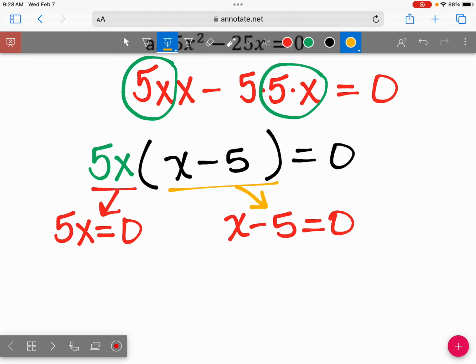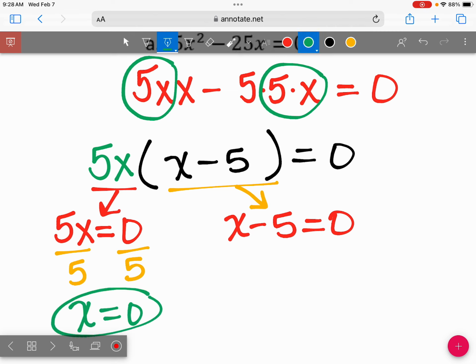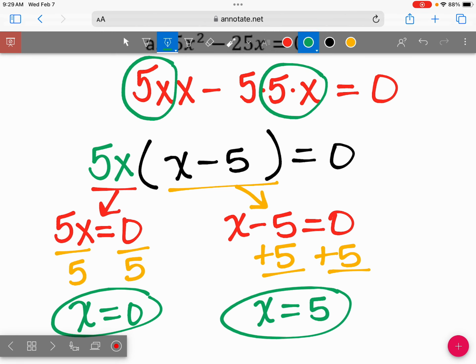All right, so in the first one, you would divide by 5. And what is 0 divided by 5? 0 divided by any number is what? 0. Good. X equals 0 is your first solution. And then for my second equation, how do I solve that for x? What do I have to do? Add 5. Good job. So that will give me x equals 5.